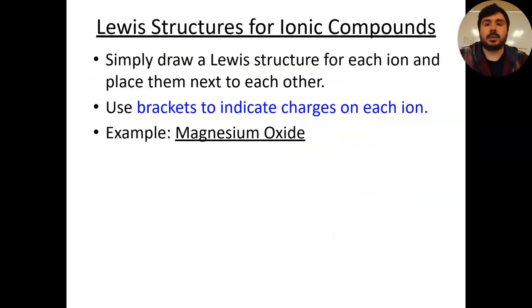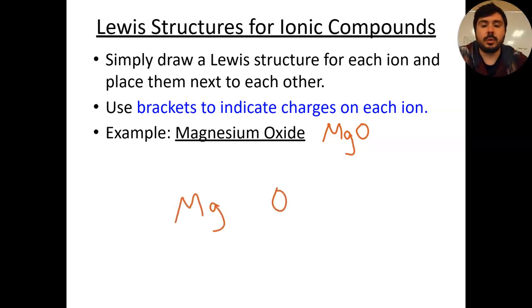Moving on to our next step here, Lewis structures for ionic compounds, right? Might seem complicated, but it really is just as simple as doing what we just did, but for every piece of our compound here. So just simply draw a Lewis structure for each ion and then place them next to each other, okay? Use brackets to indicate charges on each ion. So we're dealing with magnesium oxide, which is the compound MgO, which means we should have an Mg Lewis structure and an O Lewis structure, right?